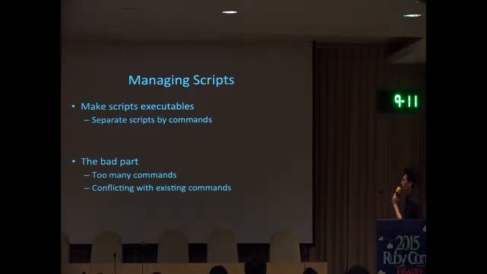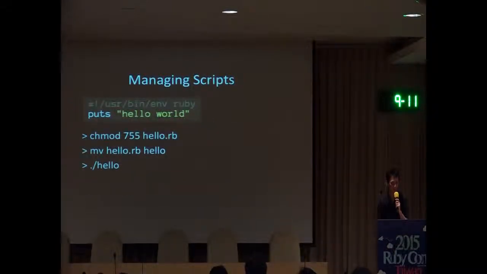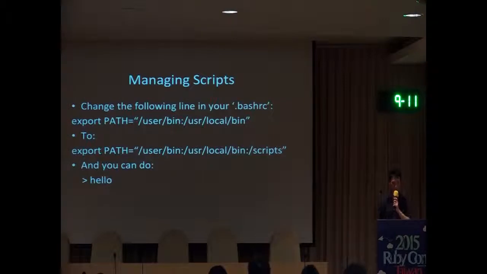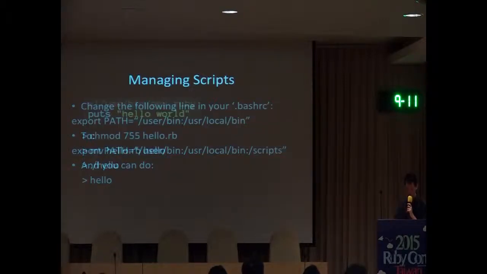But the bad part is that there will be too many commands in the system, so it might conflict with other existing commands. The way you do it is to prefix your script with the language variable, and then you use the chmod command to make it executable, and then you remove the .rb at the end. And then finally, you have this command that you can run.